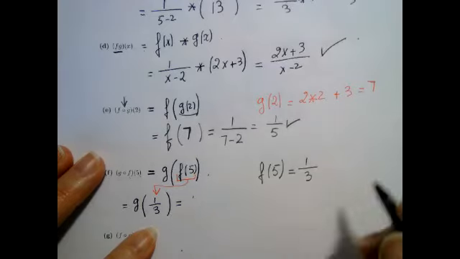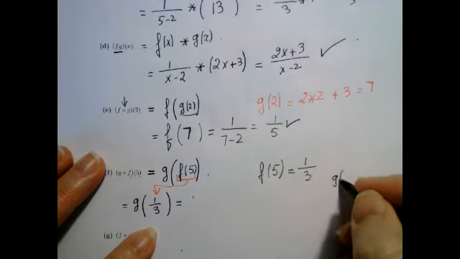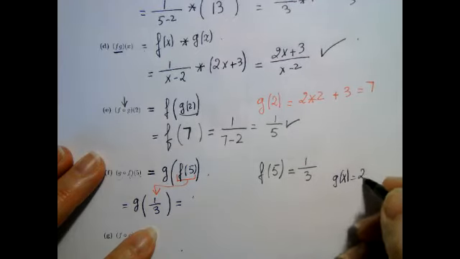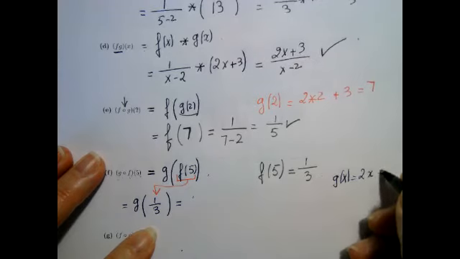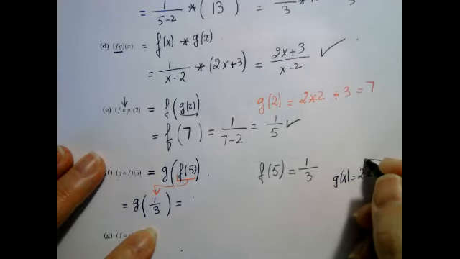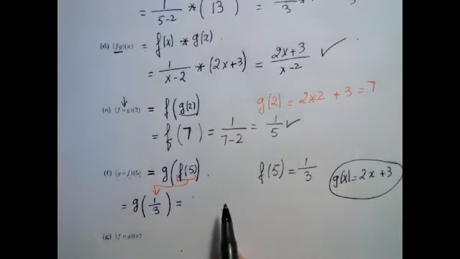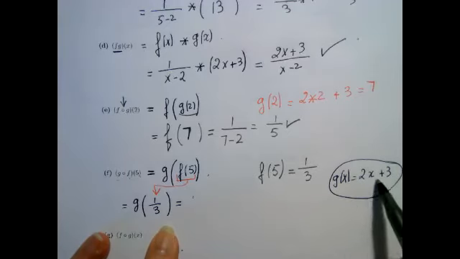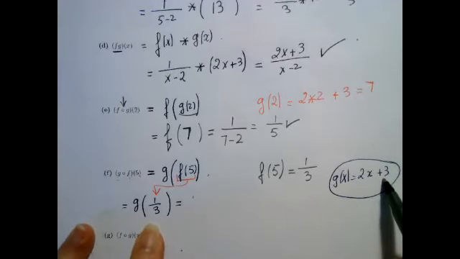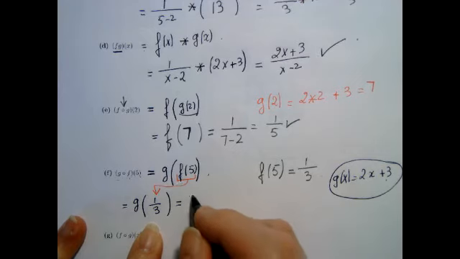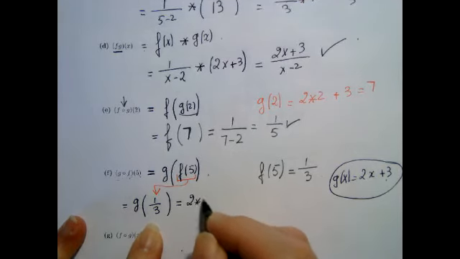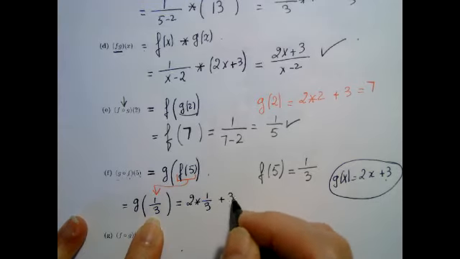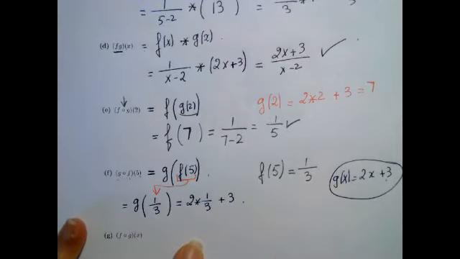What does g do? Is it going to be 2 times 2 plus 5? Correct? No. Stay with me. G is 2x plus 3. That's the rule. So g of 1/3 is going to be 2 times 1 over 3. That's the input. Plus 3. There is no 5. You're not multiplying by 5 at all.